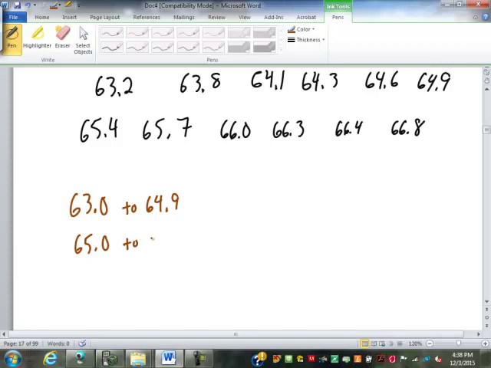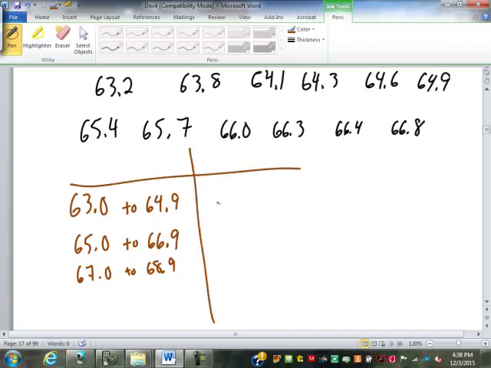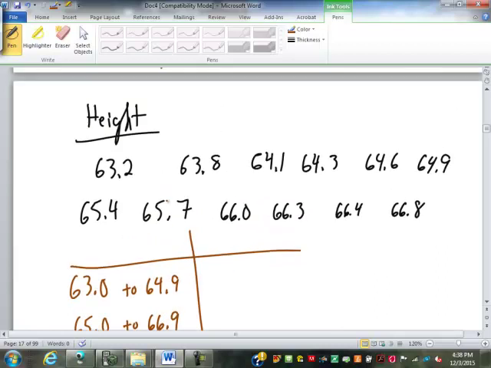Well, one of the major things with the groups in order to be done well is that each group must be the same size. So to be the same size, this would have to go to 66.9. Then 67.0 to 68.9, and so on. So now when we do our frequencies, what we're getting is the frequency of a group. So 63.0 to 64.9 is going to be this.